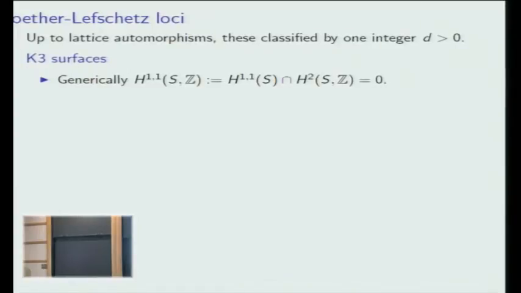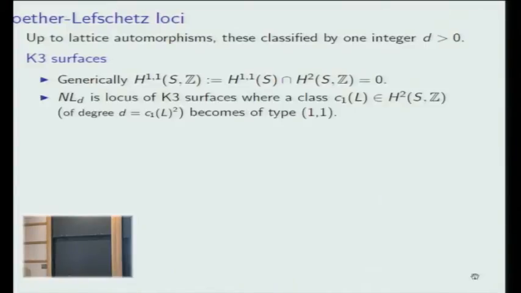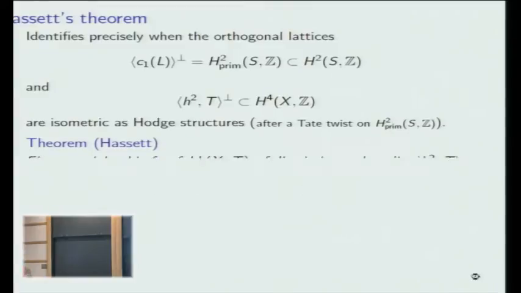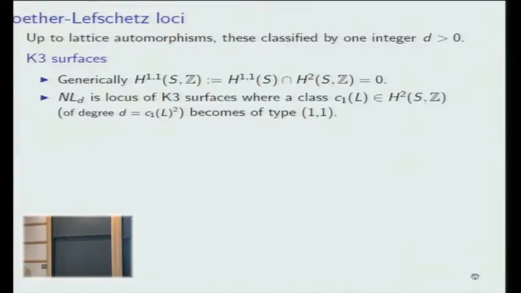And here's the story for K3 surfaces. So this is familiar. Generically, you don't have any integral classes in H^{1,1}, at least if you allow analytic K3s. And then this Noether-Lefschetz locus is those K3 surfaces where an integral class becomes of type 1,1. And the integer in this case is the degree.